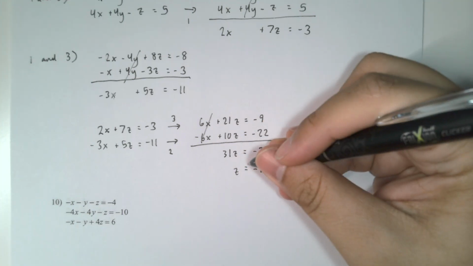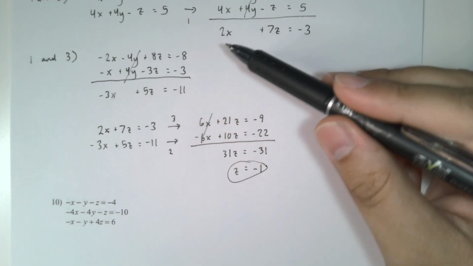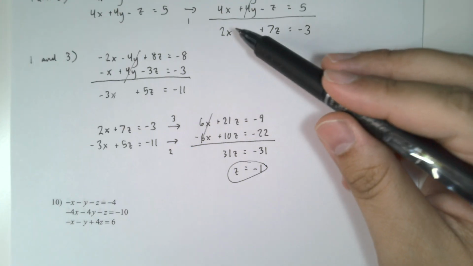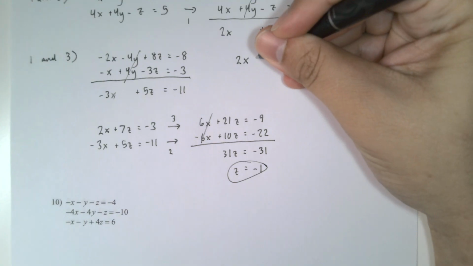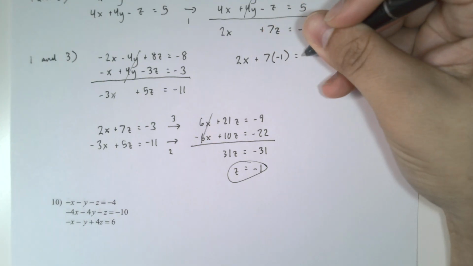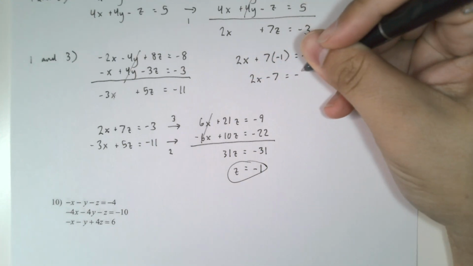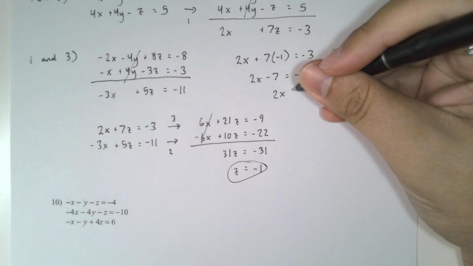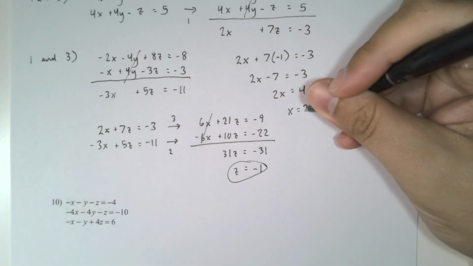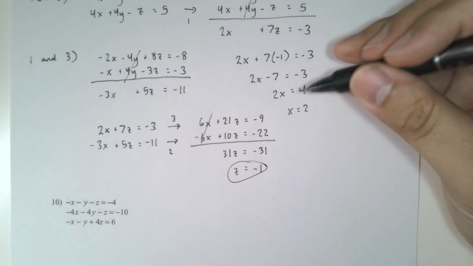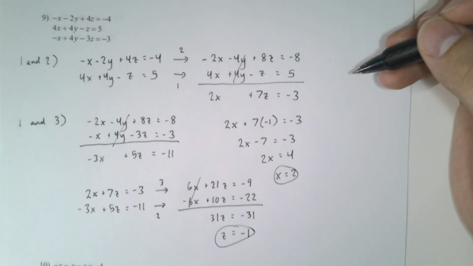And now that we know that z is equal to negative 1, we can substitute that into either one of these two equations with just x and z. Sure, let's roll with this one over here. That means we have 2x plus 7 times negative 1 is equal to negative 3. That gives us 2x minus 7 is equal to negative 3. Adding the 7 to both sides, we get 2x is equal to positive 4, which means that x is equal to 2. So now that we know that x is equal to 2, we can find y.